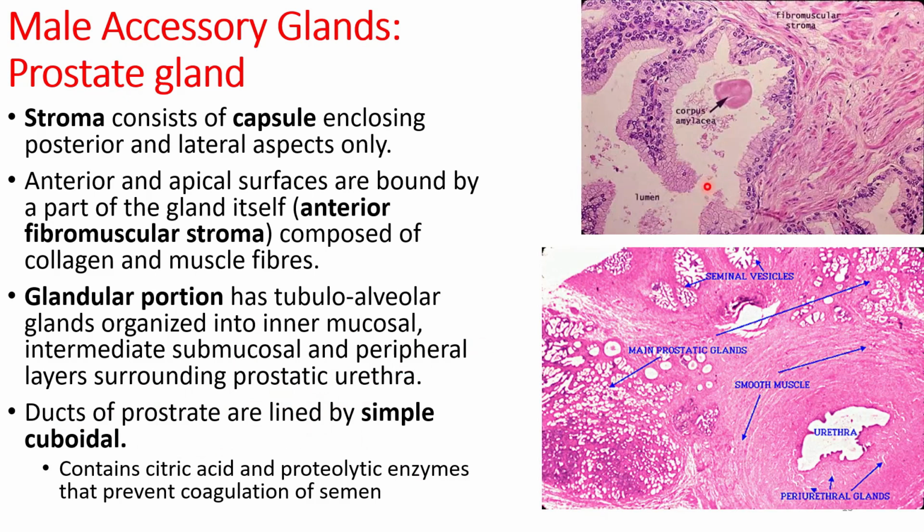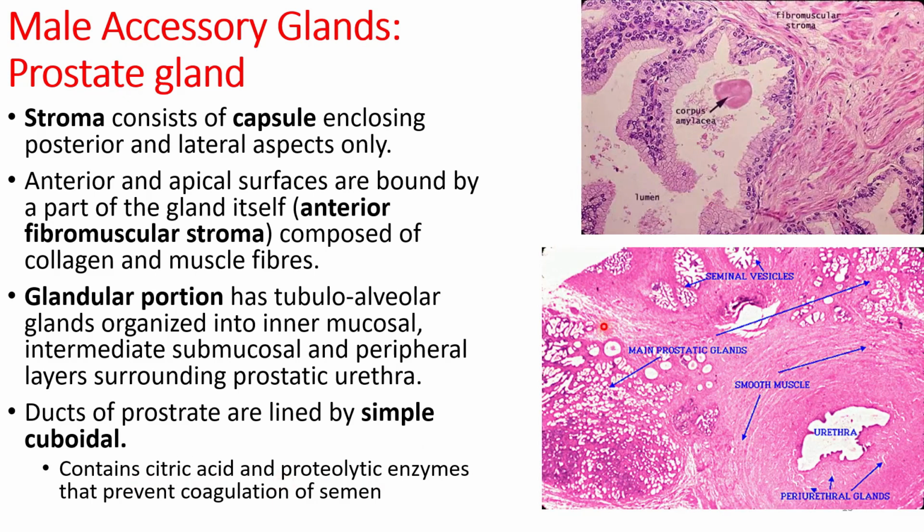So we can appreciate the secretions in between here will aggregate and form the corpus amylaceum. So the secretions of the prostate gland will be containing citric acid and proteolytic enzymes that prevent coagulation of semen. So that is the importance of the prostatic glands, because they'll be producing those secretions. So proteolytic enzymes and citric acid that prevent coagulation of semen.